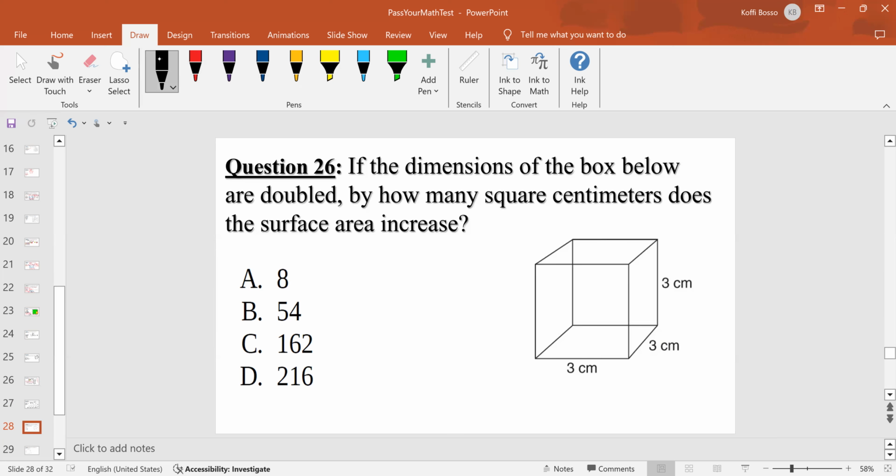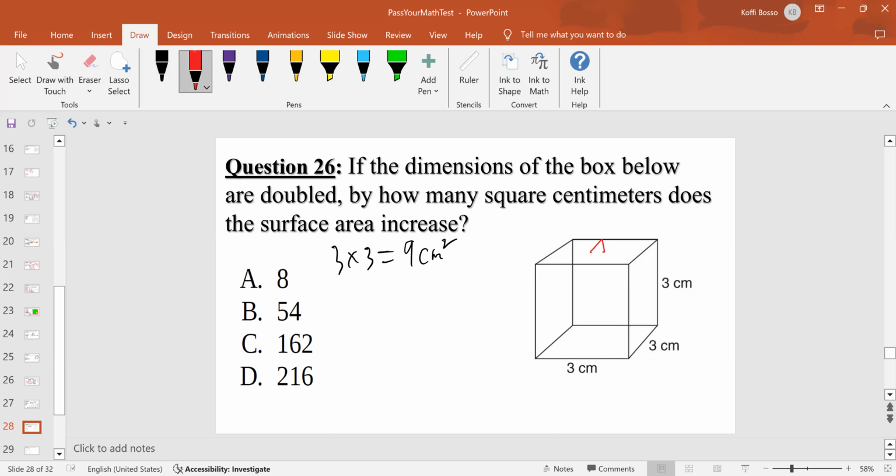Question 26. If the dimensions of the box below are doubled, by how many square centimeters does the surface area increase? Doubled. First of all, what is the surface area with this dimension? We're going to have 3 times 3. So for one surface, we have 9 square centimeters. But how many surfaces do we have for this cube? 6 of them.